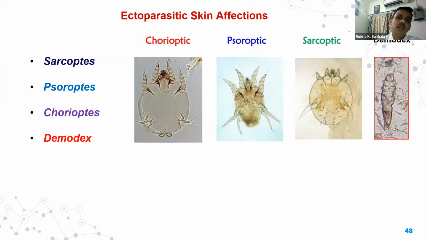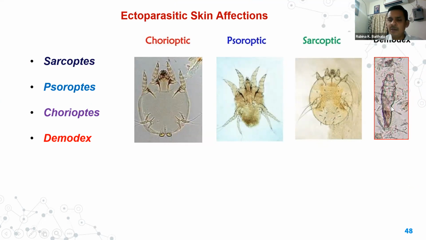The last one is how to control the mite population. Mites are again of three types: boring mites, non-boring mites, and follicular mites. Boring mites are Sarcoptes. Non-boring mites are Psoroptes and Chorioptes, and the follicular mite is Demodex. This picture shows the Chorioptic mite, the Psoroptic mite, the Sarcoptic mite, and the Demodex.